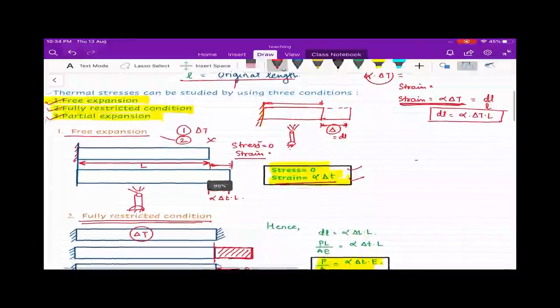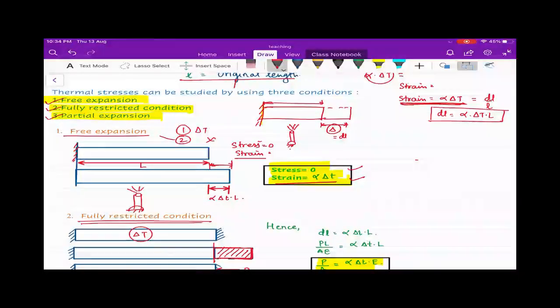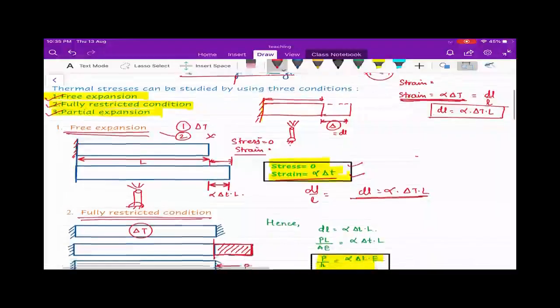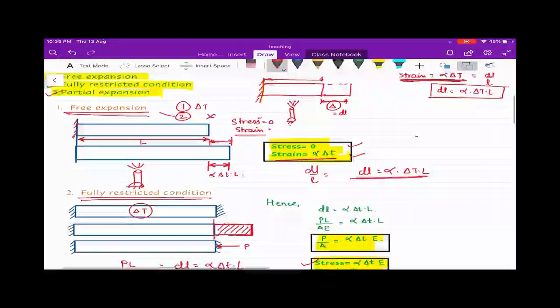Both are dimensionless quantities, so strain will be there. In this case, strain is equal to change in length upon original length, so the deformation will be equal to alpha into delta T into L. Please keep a note of this. Whenever we talk about free expansion, stress will be 0 and strain will be equal to alpha delta T. Let's talk about the second condition, the fully restricted condition.